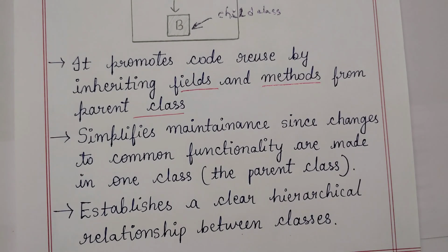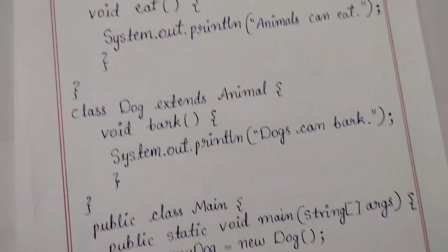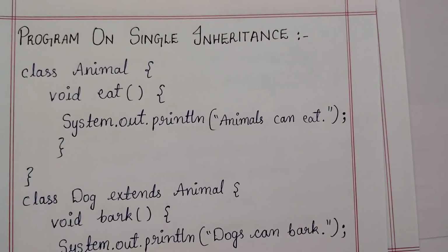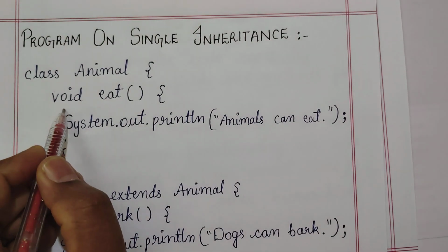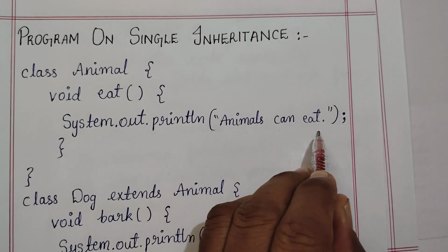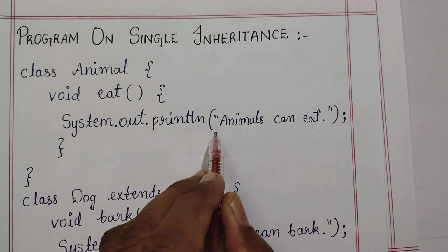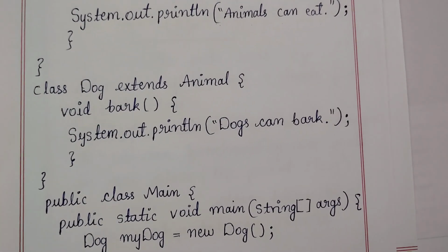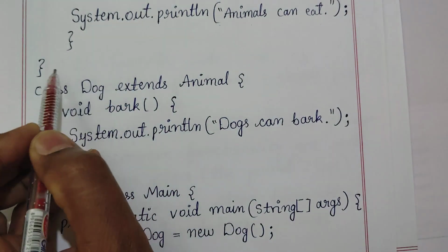Now let us see the program written here. If you write the program, you can execute it. The program is in a very simple manner. This is the program on single inheritance. The class is animal. Animal class is the superclass, and void eat is the method, whereas System.out.println prints "Animals can eat." That is called SO, the output statement. Next, the curly brace closes here.